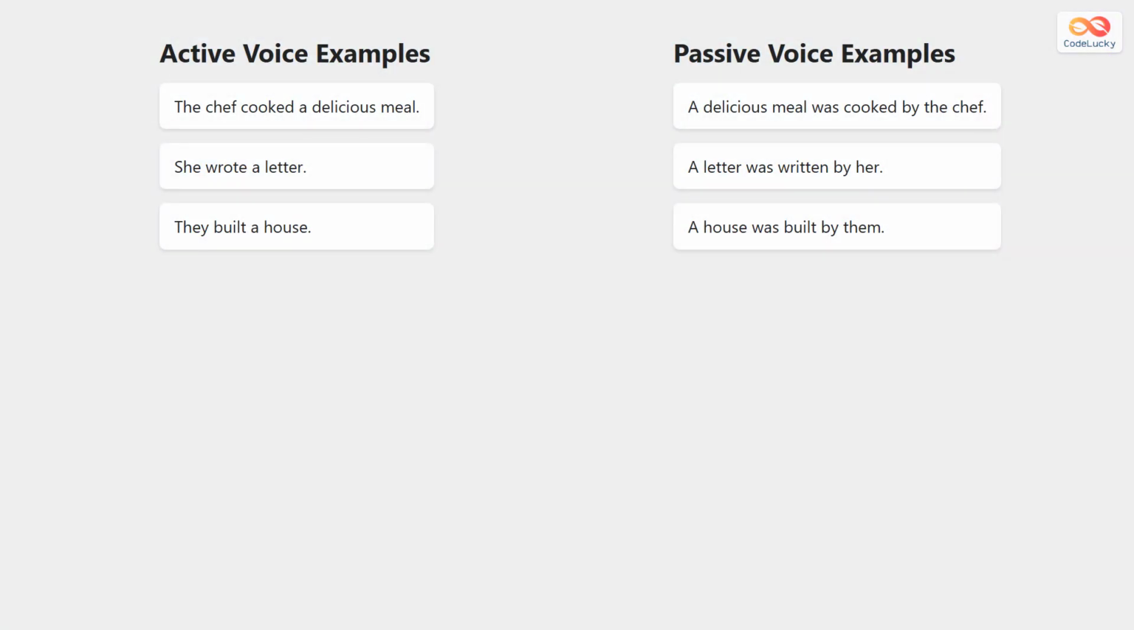Active voice. The chef cooked a delicious meal. She wrote a letter. They built a house. In each case, the subject performs the action. Passive voice reverses this. A delicious meal was cooked by the chef. A letter was written by her. A house was built by them.